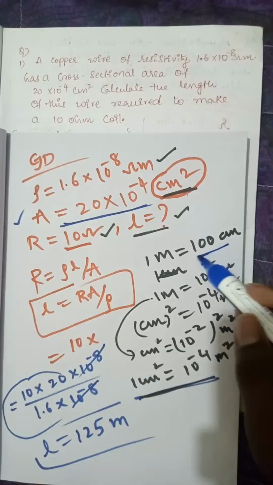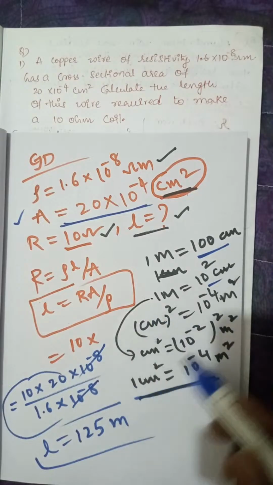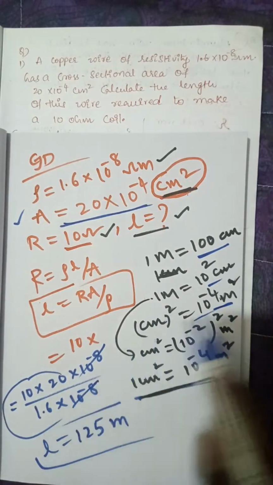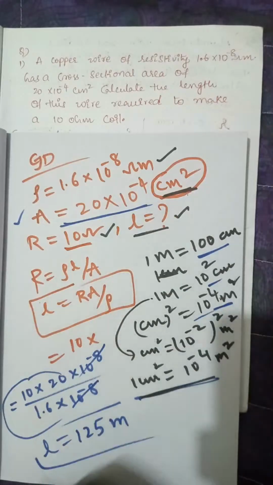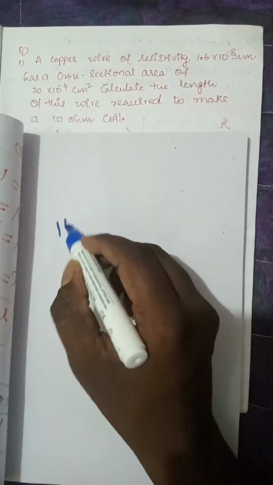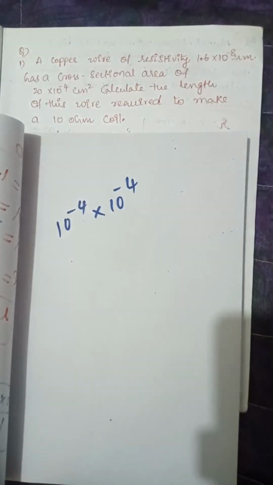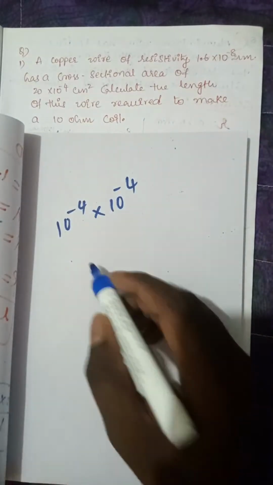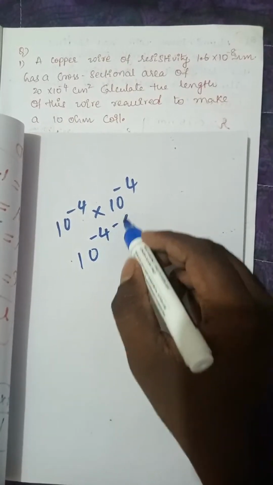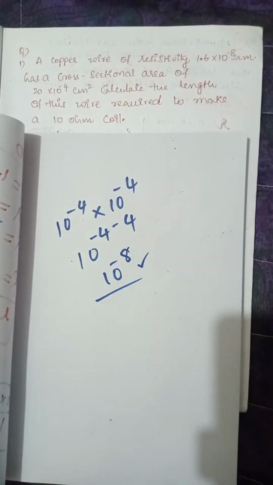1 meter equal to 100 centimeter, so 1 meter equal to 10 power 2 centimeter, and 10 square centimeter if you are converting, you'll get it here. Okay, so if you're substituting, one more thing: 10 power minus 4 into 10 power minus 4, how much? We have to add the powers, minus 4 minus 4, then you'll get 10 power minus 8. Right? Like that we can do it.